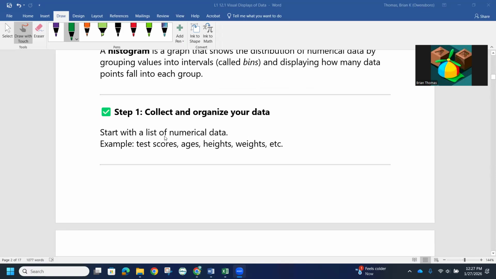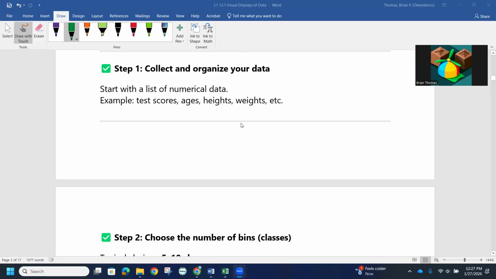So again, we've already kind of done this. We got our frequency distribution already kind of laid out. That's collecting and organizing the data. That's going to be our frequency distribution.